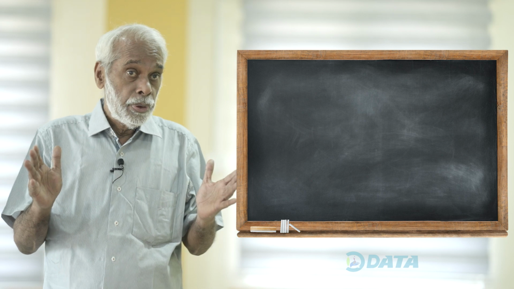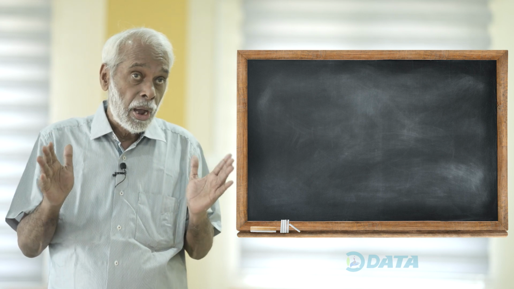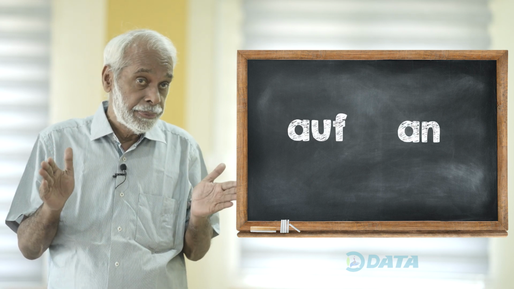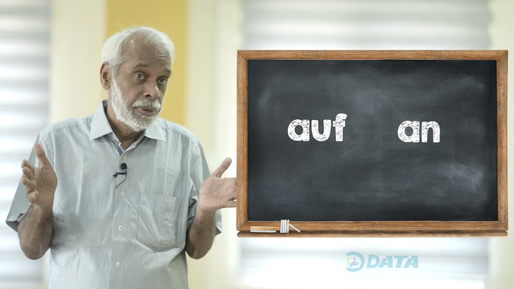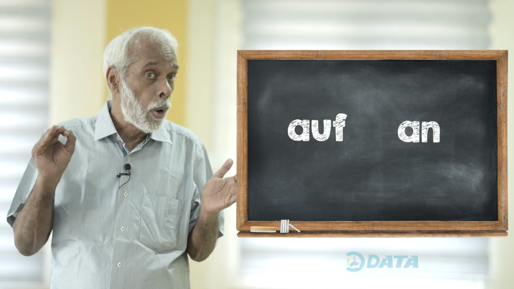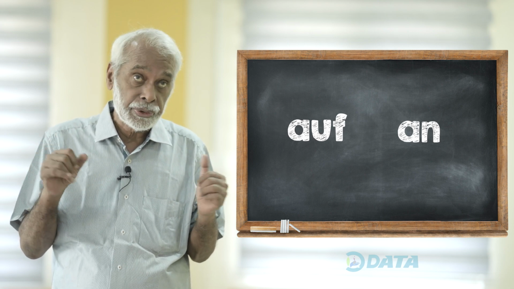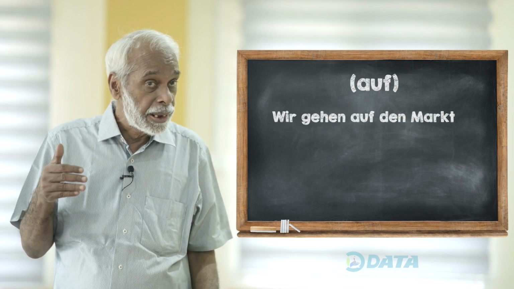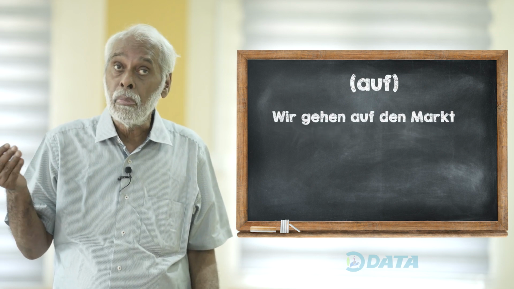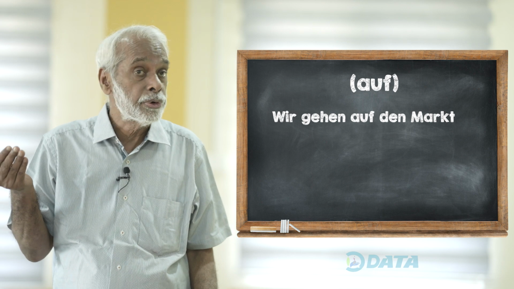So now there are two prepositions, auf and an, where people have a lot of problems. This auf and an also show a direction. For example, wir gehen auf den Markt. We are going to the market.